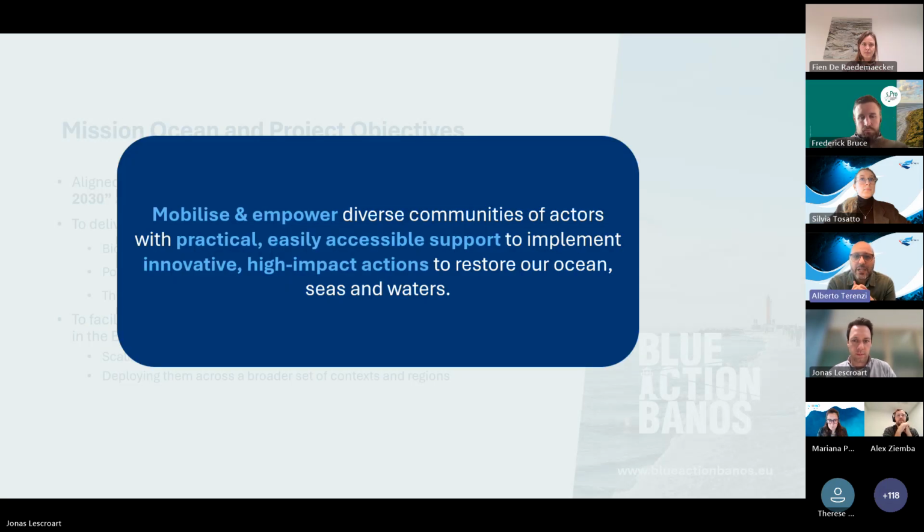And so we want to really empower you. We want really diverse communities, and Jonas has a presentation coming up soon in which he also has described some of the types of communities that we would like to invite to have projects, to write proposals, to give us ideas on what they would like to do, because really what we want to do is to provide you with support so that you can develop high impact actions in your region, in your community, that then support the overall goals of Mission Ocean.